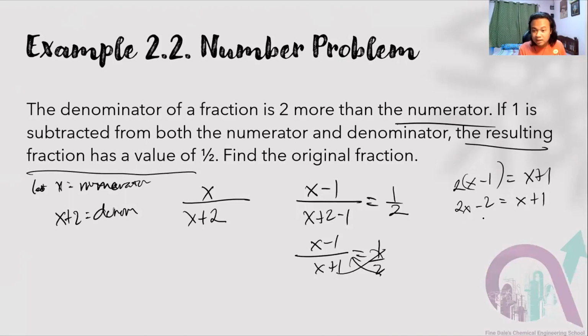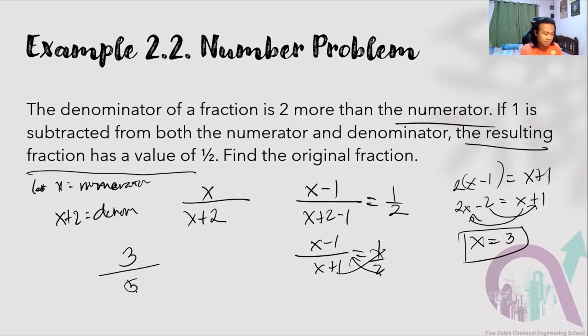And then transpose them to the other side. You have x here, and you have 3 here. So 1 plus 2, and then 2x minus x. So the number x is 3. The original fraction now is 3 over 5. Right? Correct. 3/5 is the original fraction.